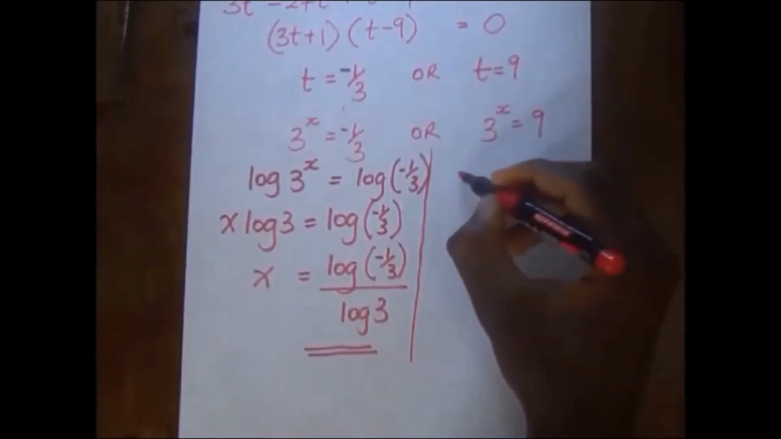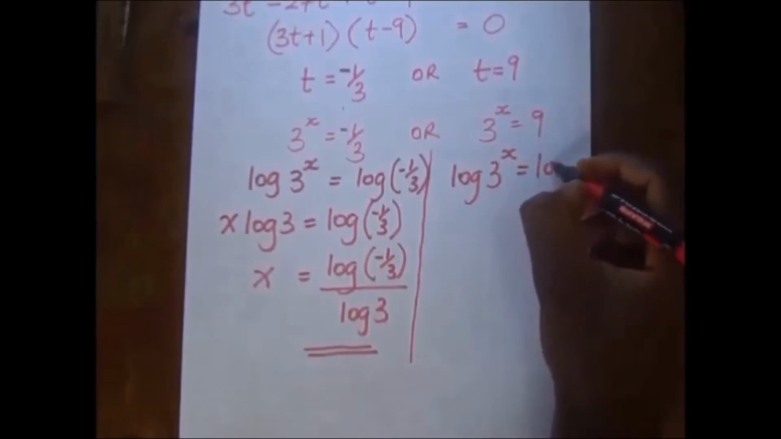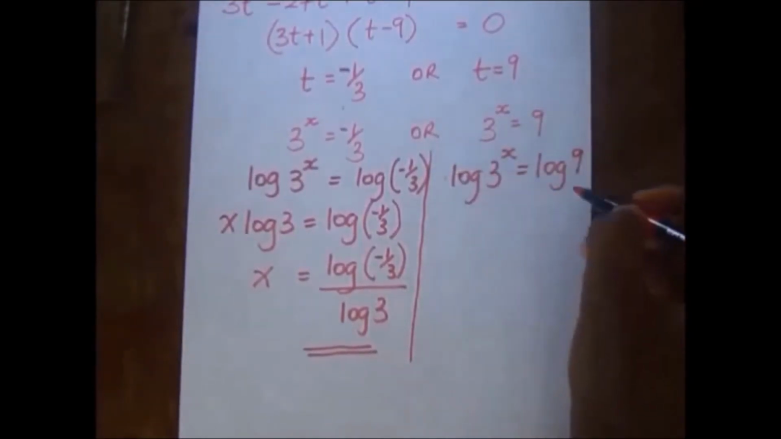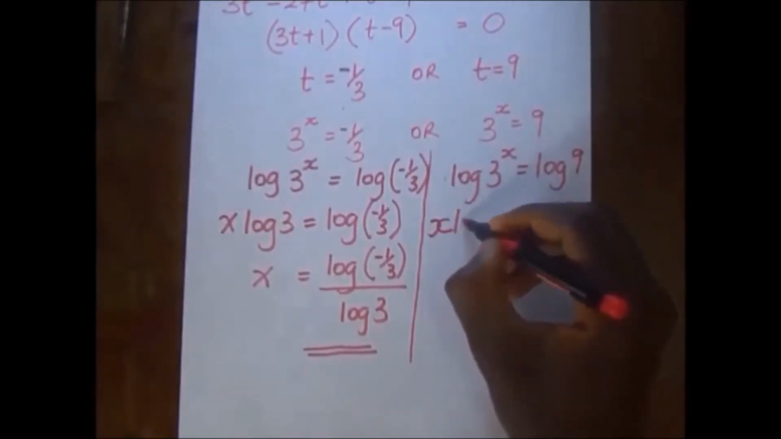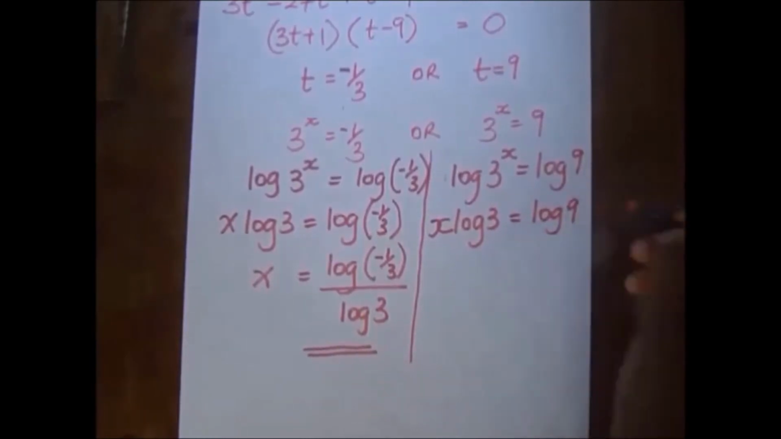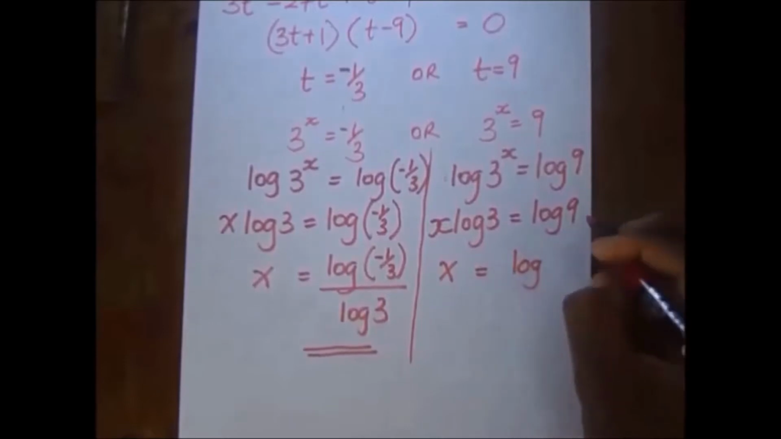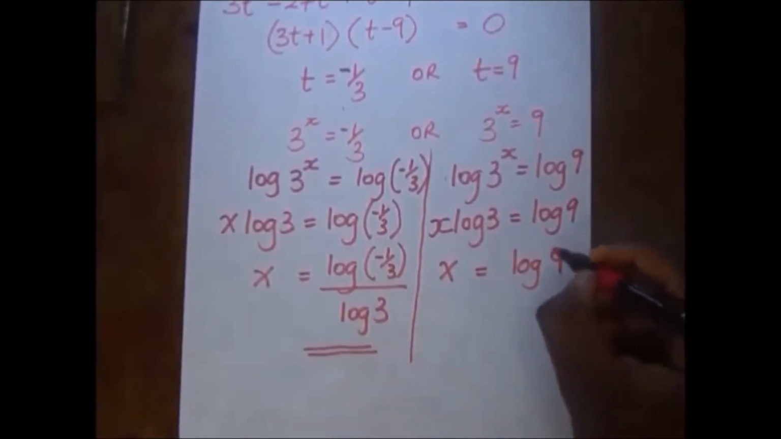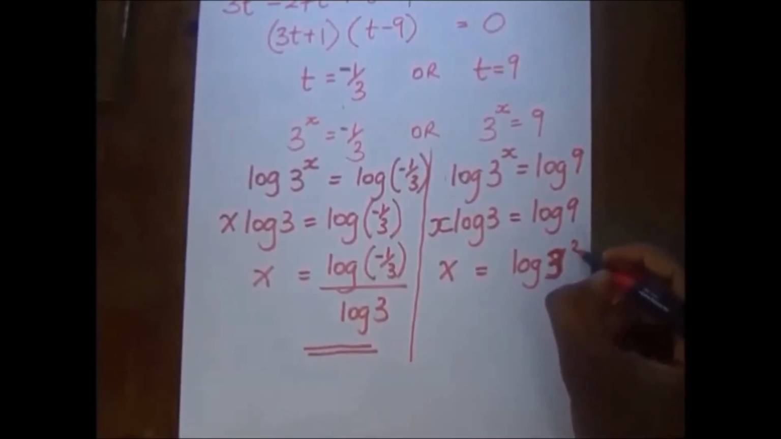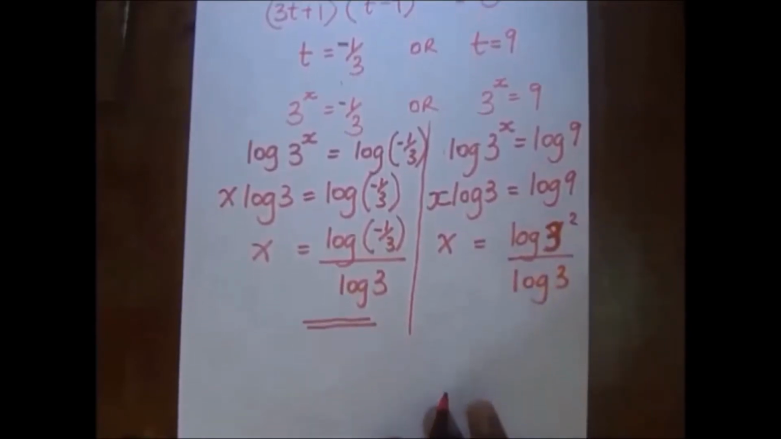Putting log on both sides here, it's going to become log of 3 to the power x is equal to log of 9. When that x comes here, from our laws it becomes x log of 3 is equal to log of 9. So x here is going to become the logarithm of 9, which is 3 squared, because 3 times 3 is 9. Log of 3 squared, divide that by the log of 3.